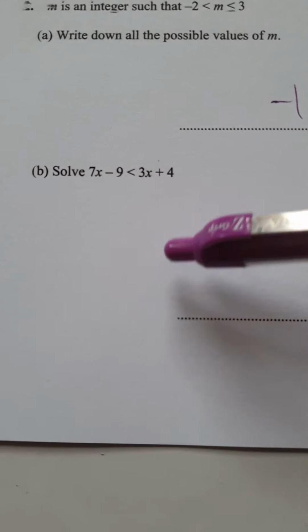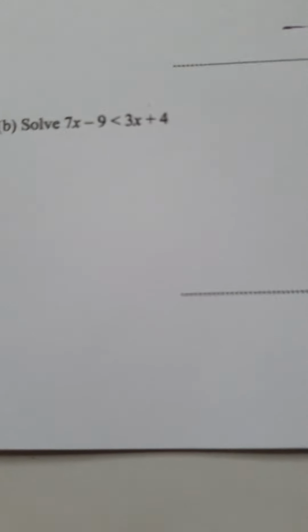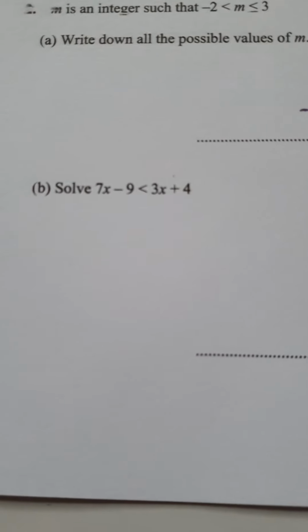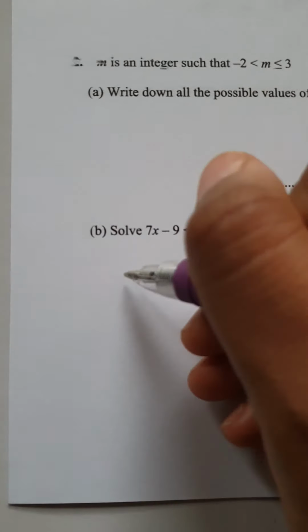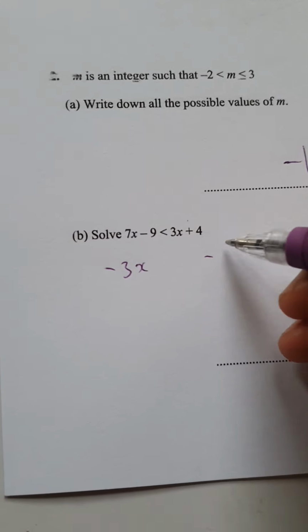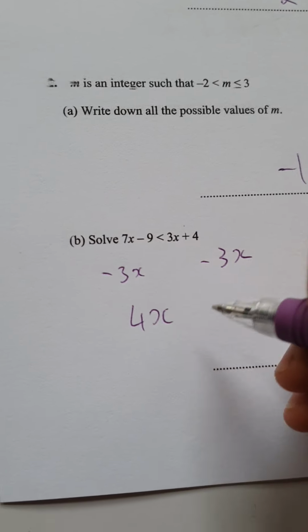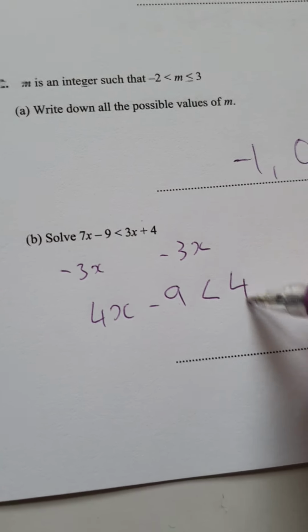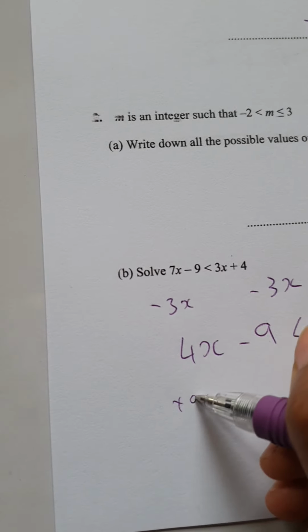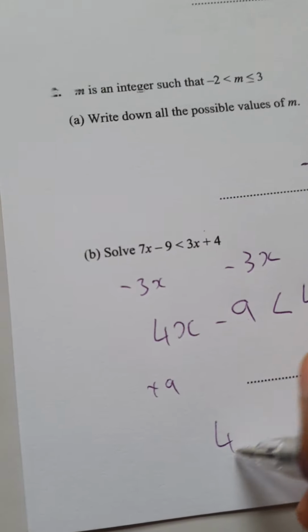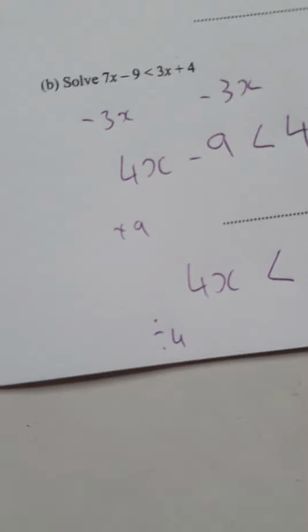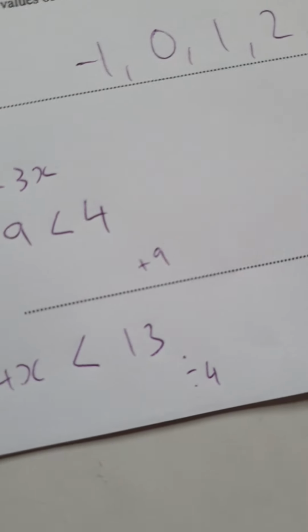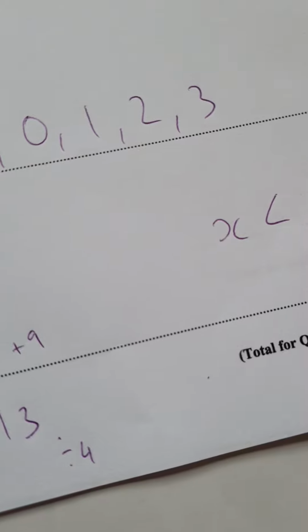And then we have a solving an inequality question. Solving inequalities is just like solving normal equations like we did in the topic just before Easter. I'm going to show you this one step by step, and hopefully we'll get the process. First, I'm going to minus 3x from both sides. I'm going to have 4x minus 9 is less than 4. Then I'm going to add 9 to both sides, and I'm going to get 4x is less than 13. And then I'm going to divide by 4. And that would give me x is less than 13 over 4.